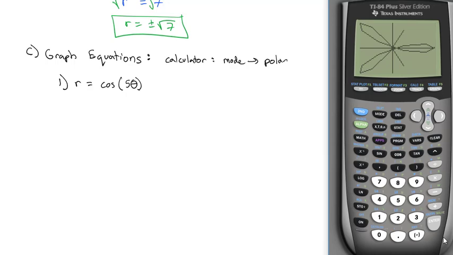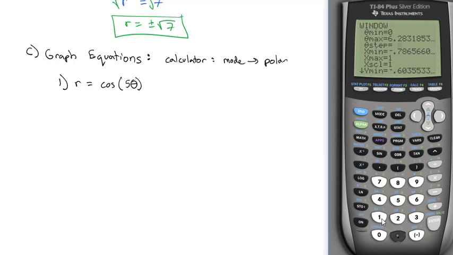One thing I notice about this graph is it looks really weird right now, kind of boxy. So let's go to the window and see if we can fix that. Here, I'm setting the parameters for what I want my graph to look like. Theta is probably the most important here. Let's take theta from 0 to 2 pi. That'll give us 1 full revolution of the unit circle.